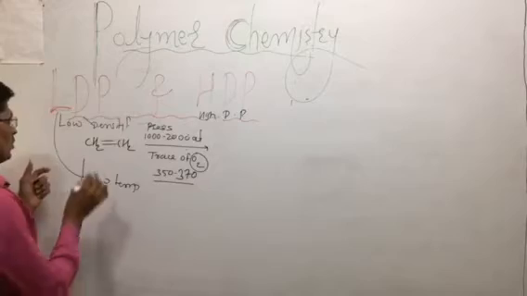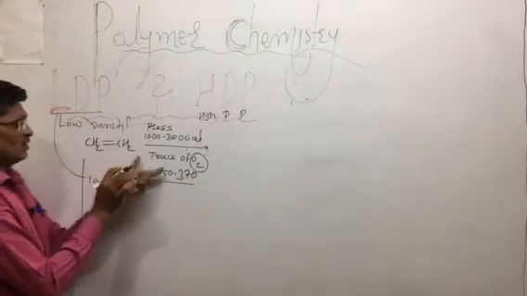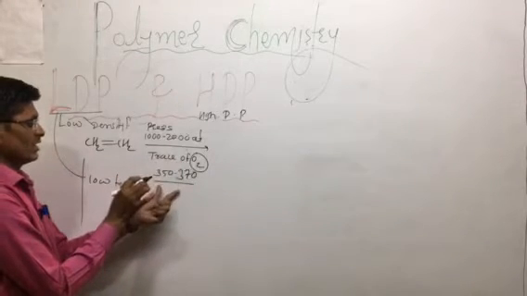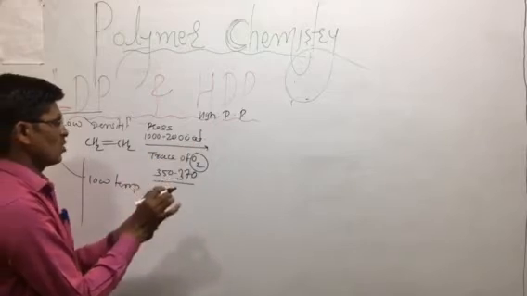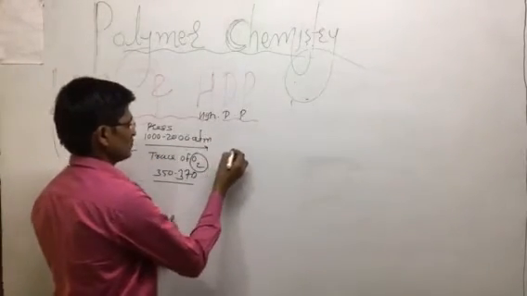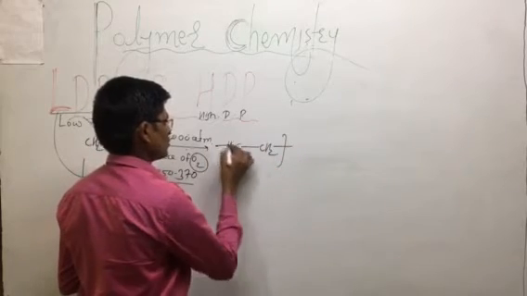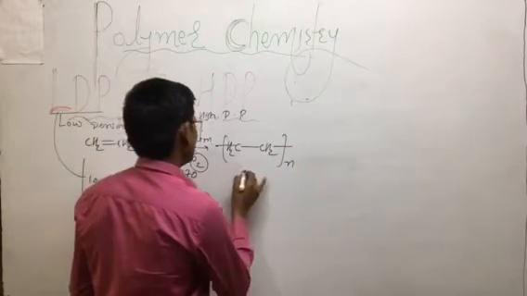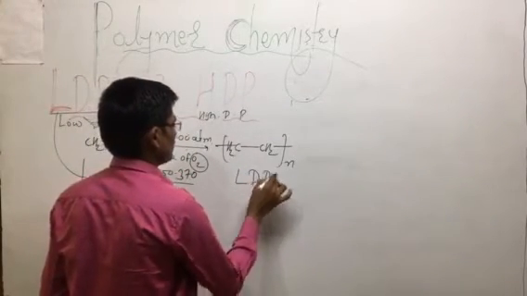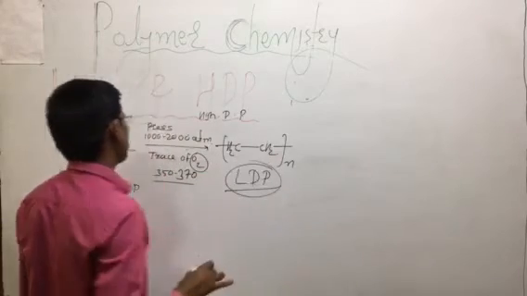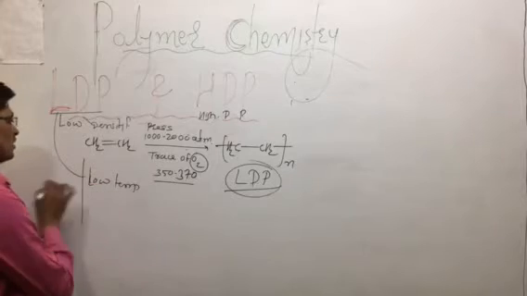So what happens in the low density polymer? First of all, the ethene molecule undergoes reaction with a trace of oxygen at a pressure of 1000 to 2000 atmospheres. So there is formation of the polythene. Here the type of product is the formation of polythene. This is nothing but low density polymer, obtained by polymerization of this type of compound.